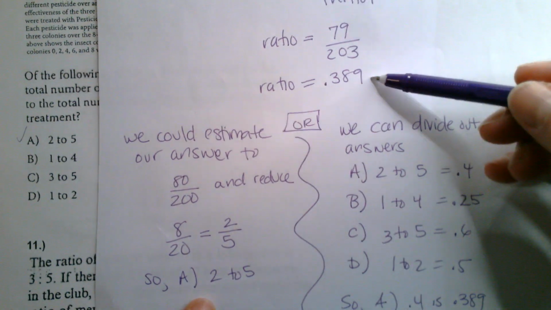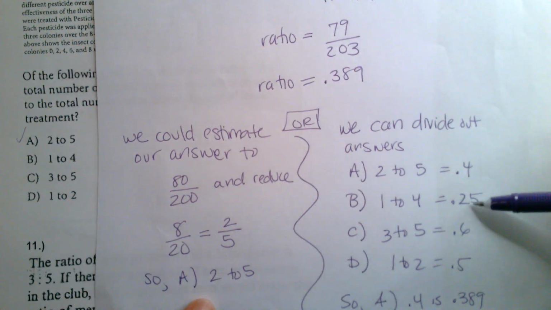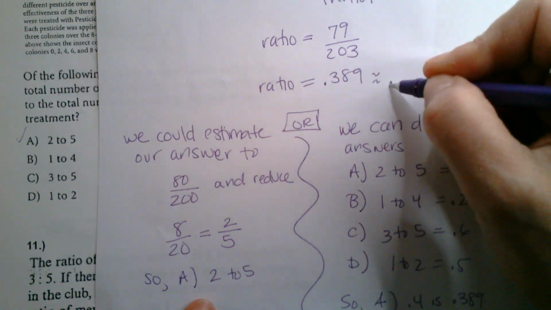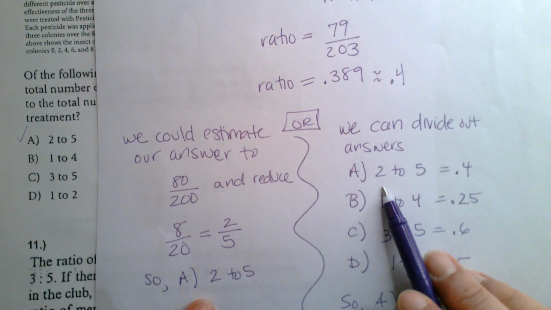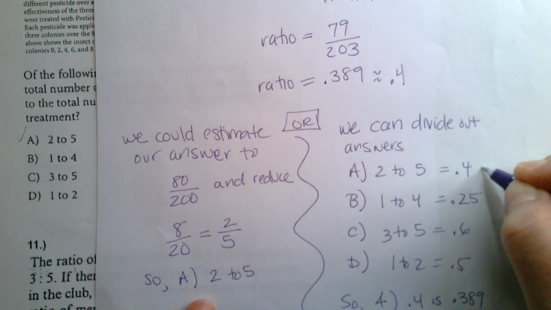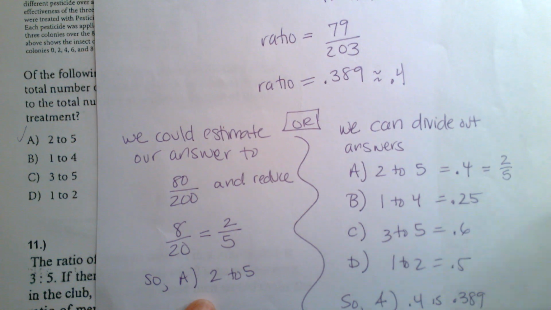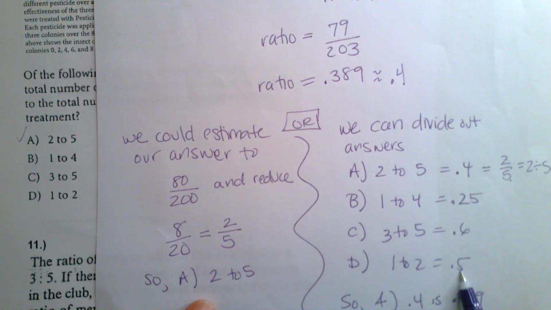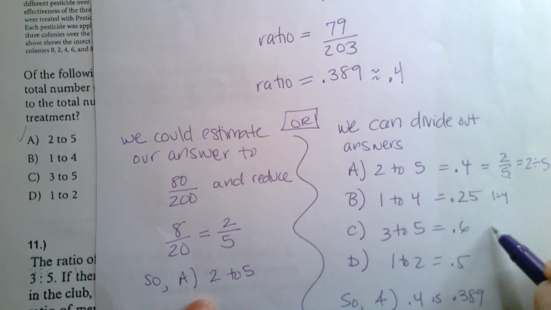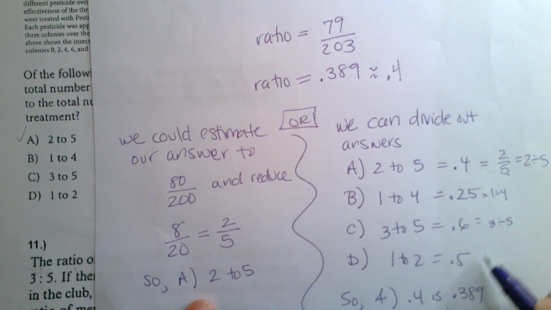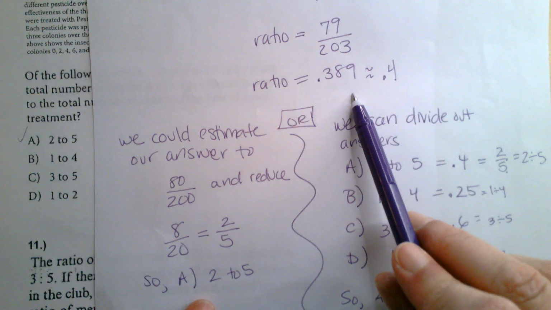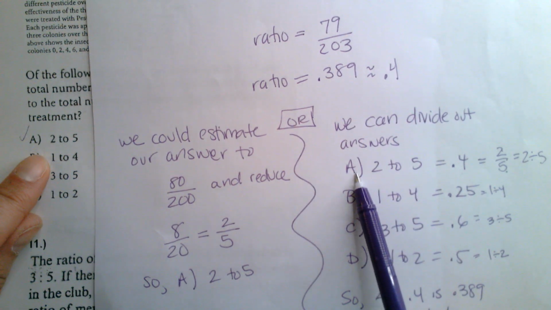Or if you did divide this out, you could see which one of these is the closest to 0.389. So we could round this to 0.4. And so you could divide in a calculator. This is going to be equal to 2 divided by 5. So if you wanted to do 2 divided by 5 in a calculator, you are going to get these decimals. This is 1 divided by 4, 3 divided by 5, and 1 divided by 2. And so you can see which decimal was closest, and you still see that it is answer A.